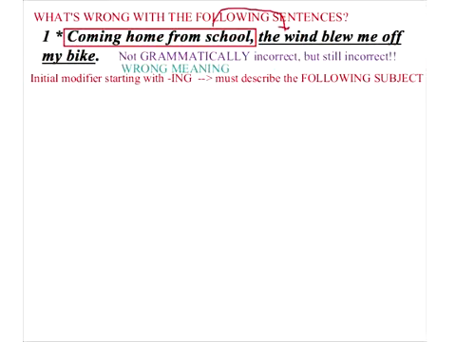Notice that this is not a grammatical error. It's an error in the sense that it doesn't make any sense, because the wind doesn't go to school. So by the same token, it's illogical to say that the wind is coming home from school. Questions about this? Smiley face if this makes sense. Questions?